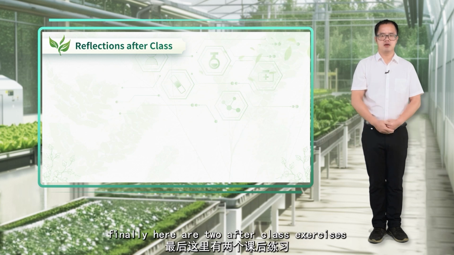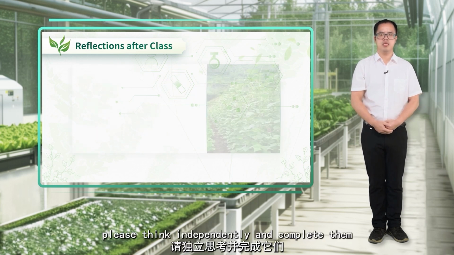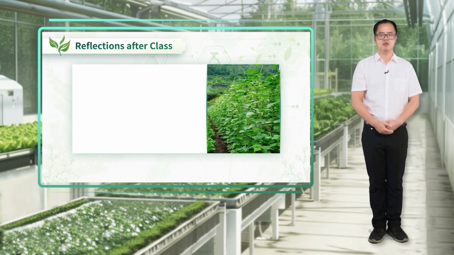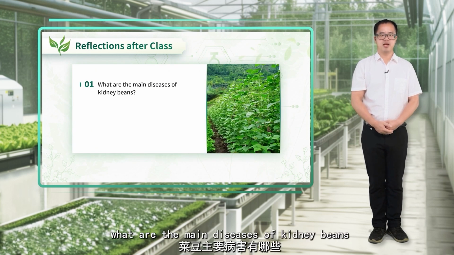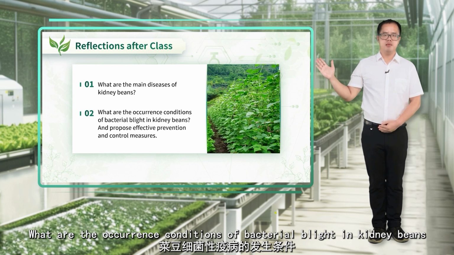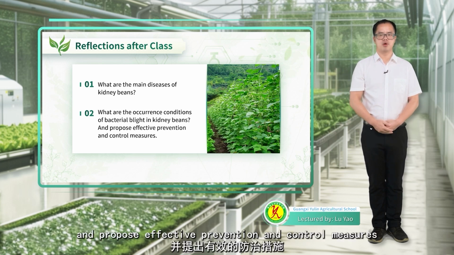Finally, here are 2 after-class exercises. Please think independently and complete them after class. 1. What are the main diseases of kidney beans? 2. What are the occurrence conditions of bacterial blight in kidney beans? And propose effective prevention and control measures.